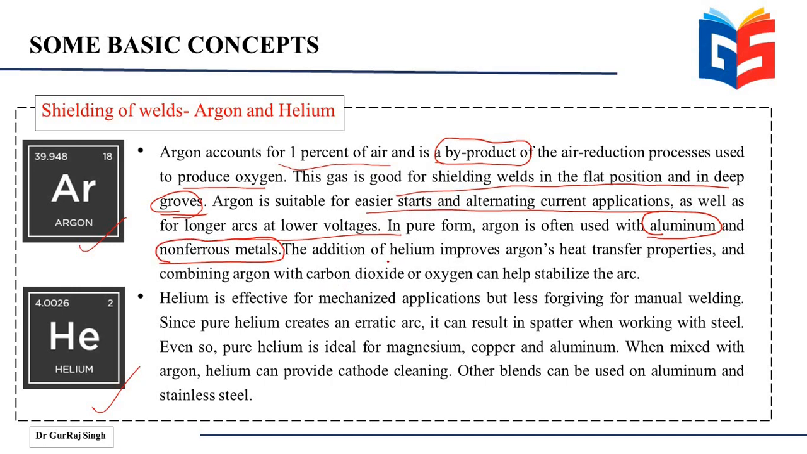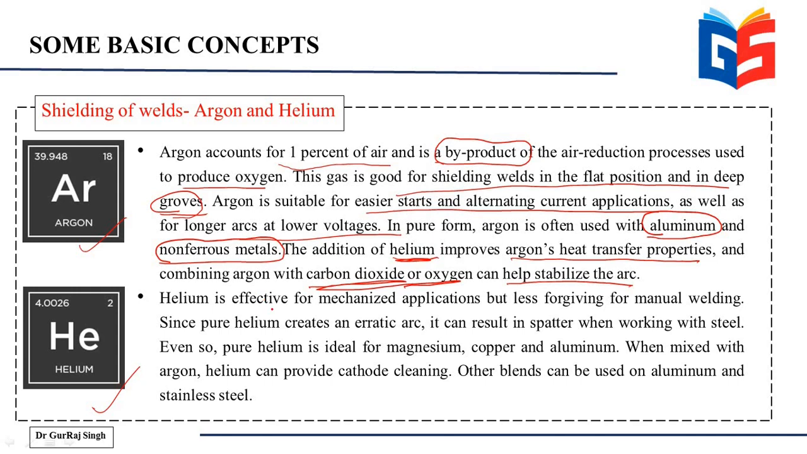And the addition of helium. Now if we add some amount of helium to this argon, what happens is that argon's heat transfer properties improve. And if we mix some amount of carbon dioxide or oxygen, it helps in providing a stable arc. So one thing becomes very clear from this is that we can mix several gases or maybe a couple of gases together and take the benefit of plus points of both these gases.